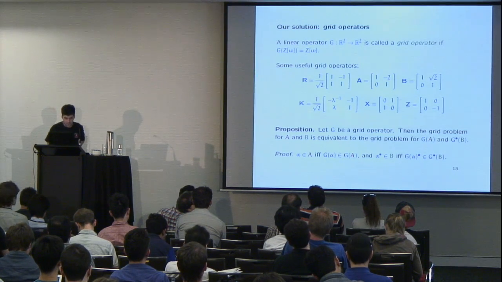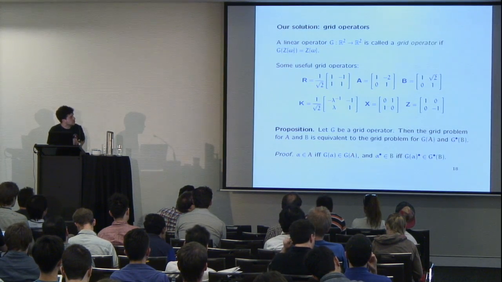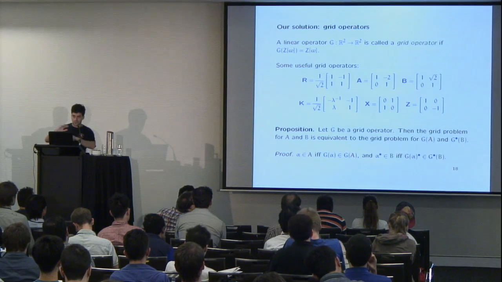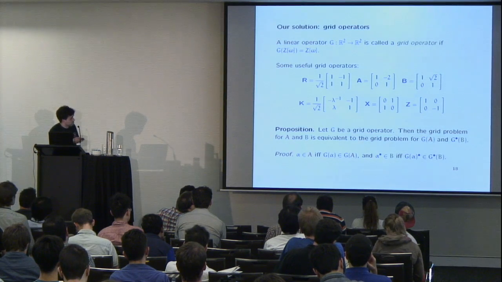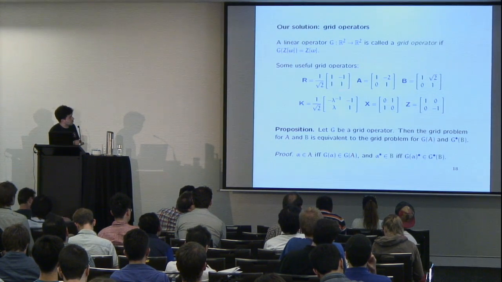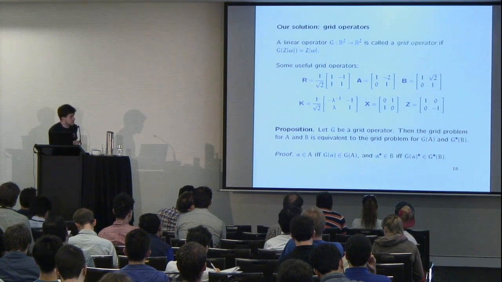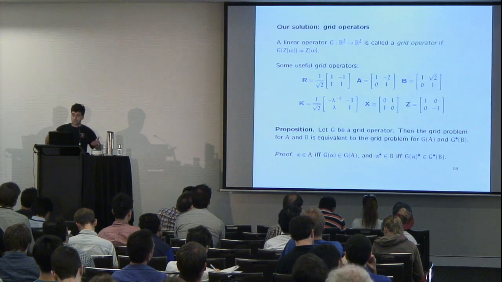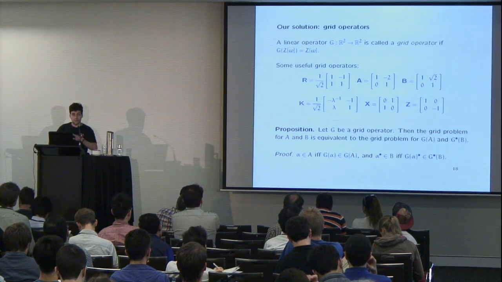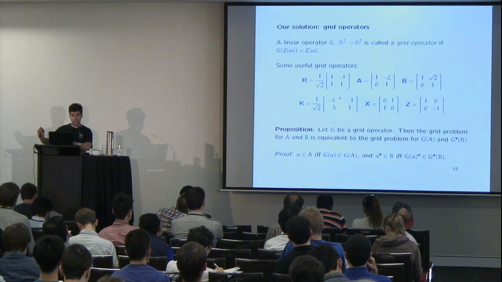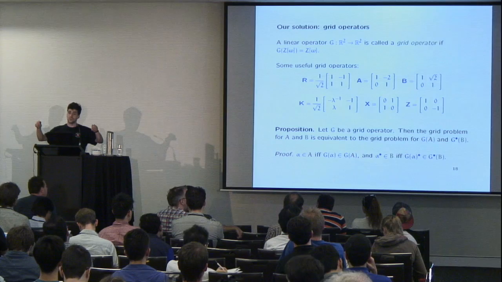So here are some grid operators. You have R, which is a rotation. You have A and B, which are scalings. There are various transformations of the plane that have the property of preserving Z omega. As it turns out, those were all the ones that we were interested in. And the key proposition here is that the action of a grid operator preserves solutions. So if you have the two-dimensional grid problem for A and B, and you apply G to A and G bullet to B, then there's a bijection from solutions to one problem and solutions to the other problem.